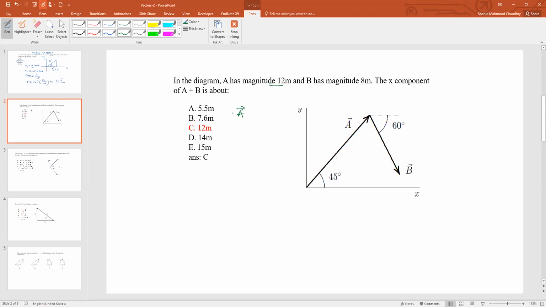So it means the vector A has a magnitude 12 and B vector has a magnitude of 8. Okay. Just 1 minute, please.